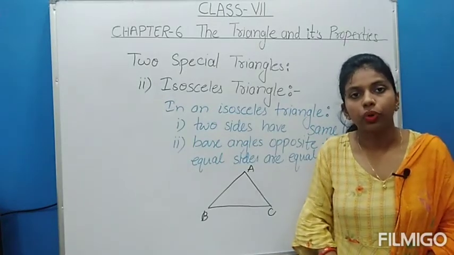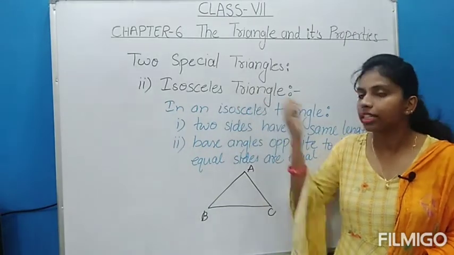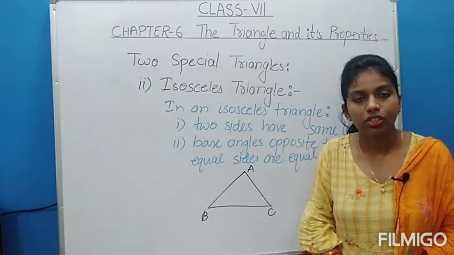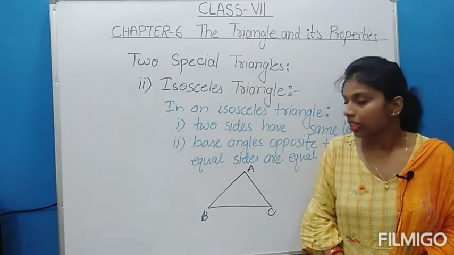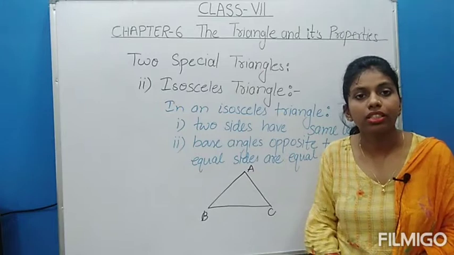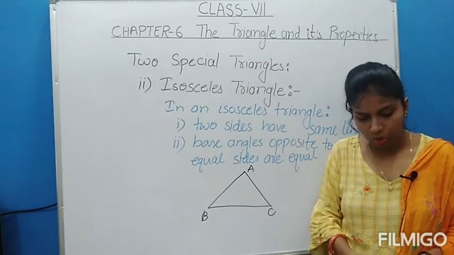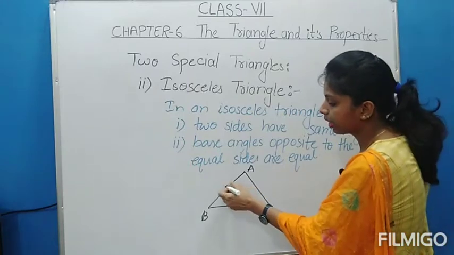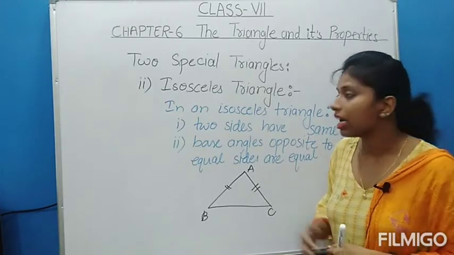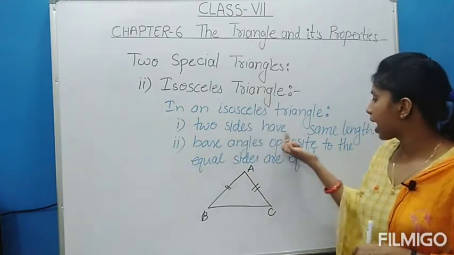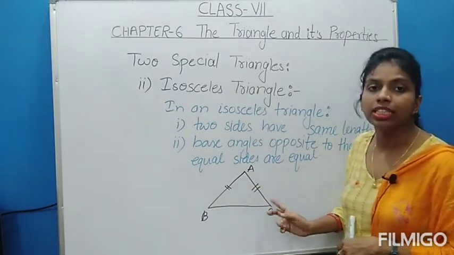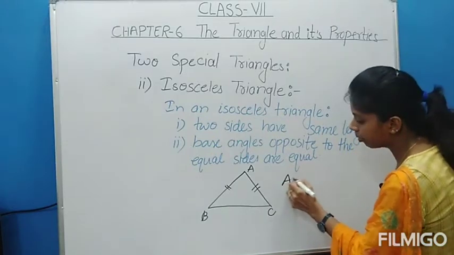Now I am going to explain another special triangle, that is the isosceles triangle. We know that a triangle in which two sides are equal to each other is called an isosceles triangle. So suppose this triangle ABC is an isosceles triangle, means there must be two sides equal to each other. Suppose we take AB is equal to AC. So the first property for an isosceles triangle is that two sides have the same length. As we can see, here we have two sides of the same length, means AB is equal to AC.